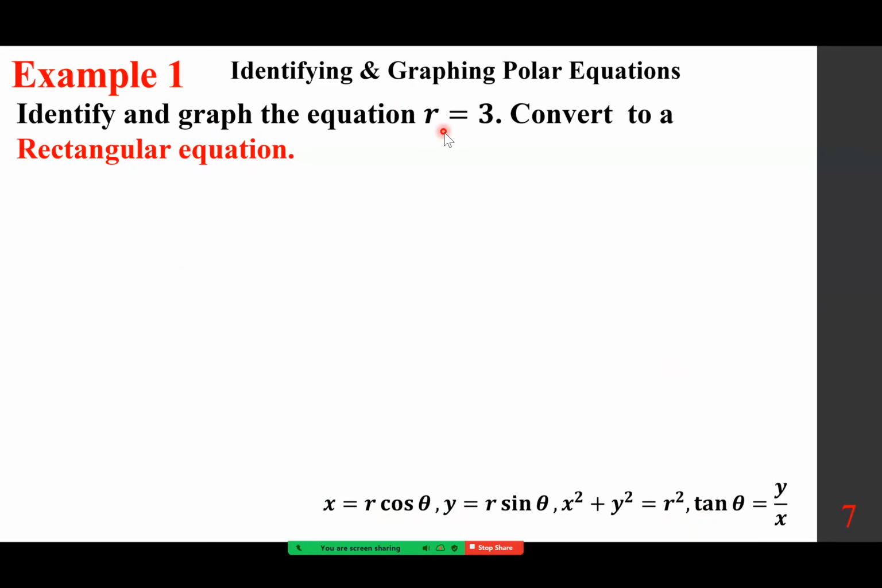You may remember when we have r equals a constant, it really represents a circle. So if you square that, you get r squared equals 3 squared, and r squared is x squared plus y squared. 3 squared is 9. So we are looking at a circle centered at 0, 0 with the radius r.